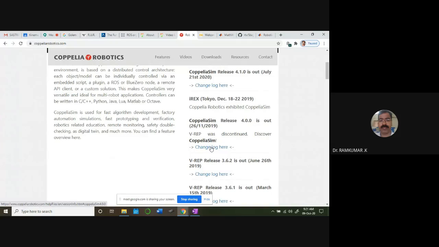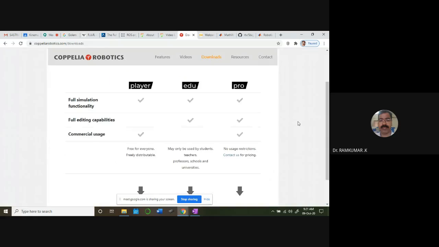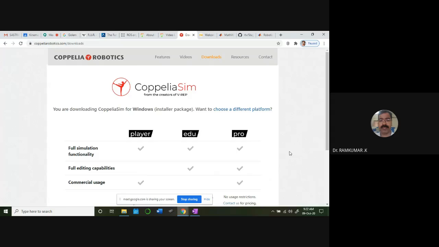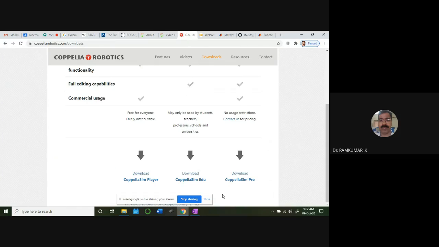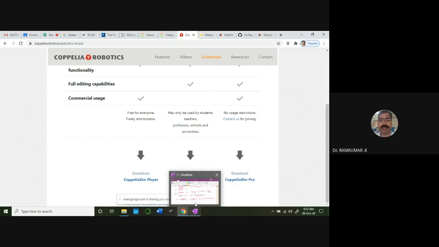Apply for the educational one. See here, there is something you can download. You just go there. Here there is educational, so you can download this, CoppeliaSim Edu. Once you download it, it automatically gets installed, and you can start using it immediately. There is also good YouTube support for this particular software. Maybe you can go through that. It's a very good simulation software, very powerful, and many top industries are now using it.